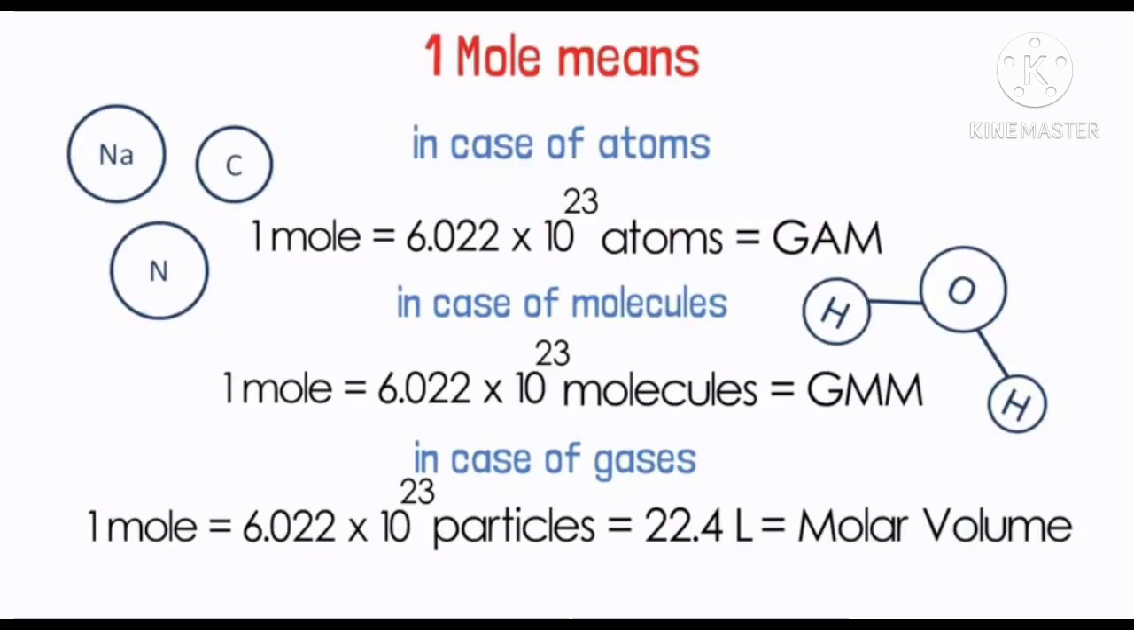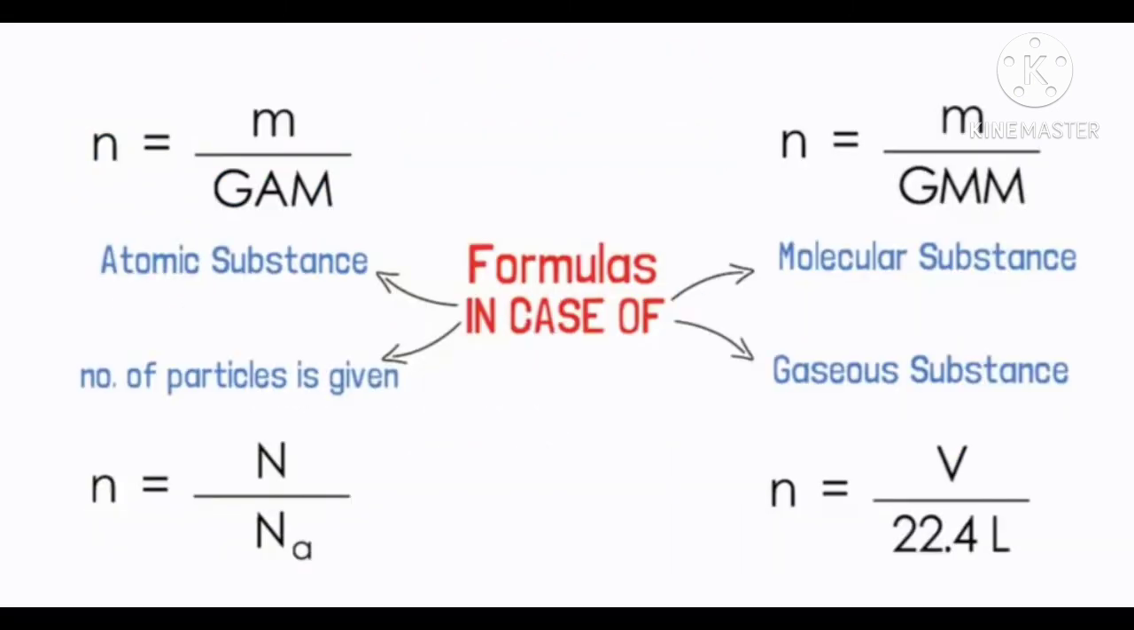So here in case of moles, 1 mole means in case of atoms 6.022 into 10 to the power 23. In case of molecules also the number is the same, and in case of gases it is 22.4 liters. So here we have molar volume. Then these are the formulas given for your extra information related to the calculation of moles. You can use them while solving the numericals.